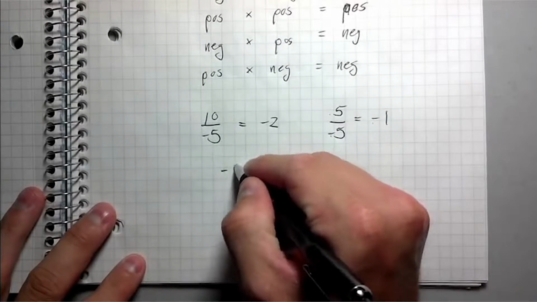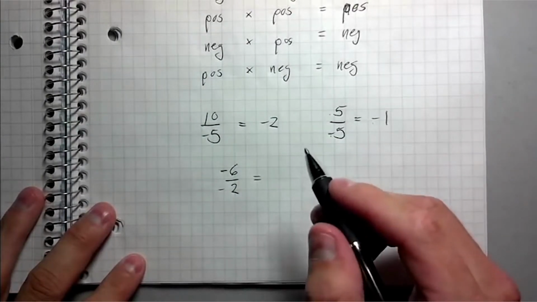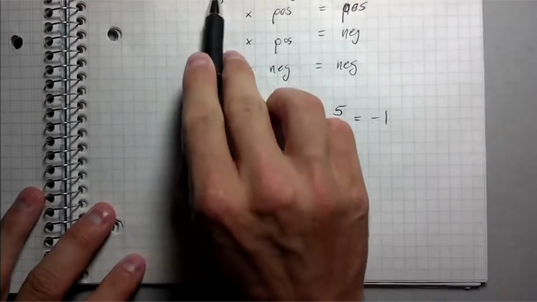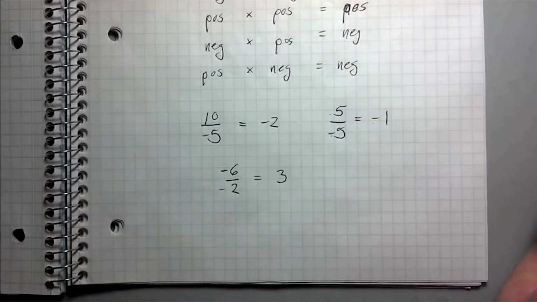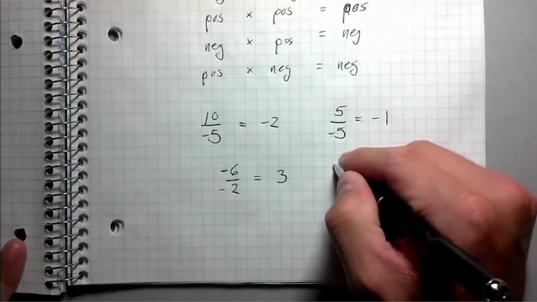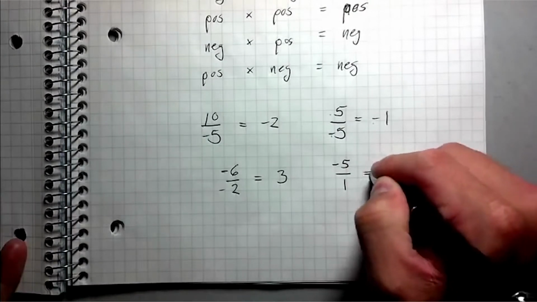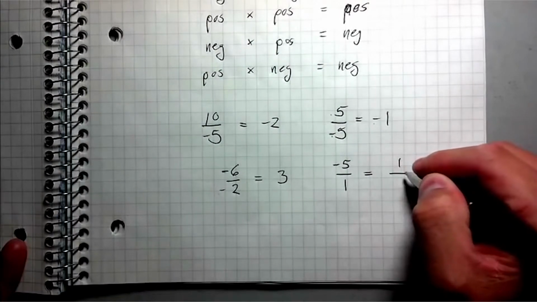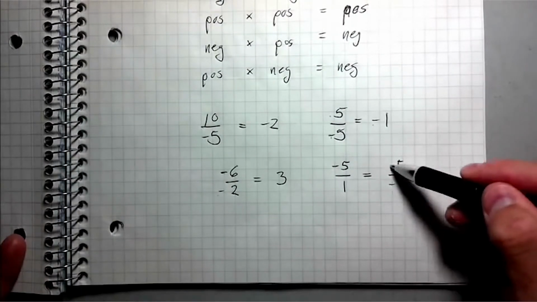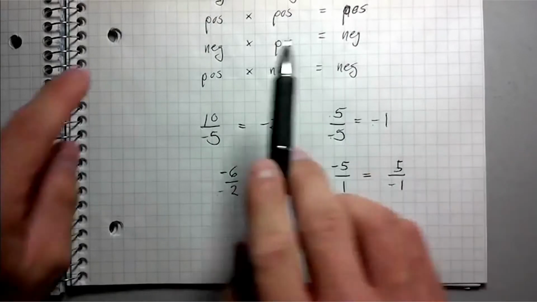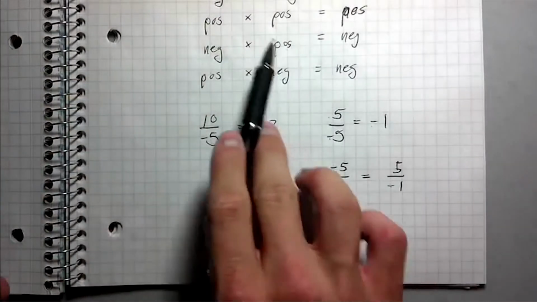Okay, how about this? What if I had a negative 6 over negative 2? What is this? Look at this. Negative and negative make positive. So this is 3. And you can play around all day. It doesn't matter whether I go negative 5 over 1, because that's the same exact thing as 5 over negative 1. See how it doesn't matter whether the negative's on the top or the bottom? That's because negative and positive is the same as positive and negative. It doesn't matter the order. It's just whether it's different or whether it's the same.